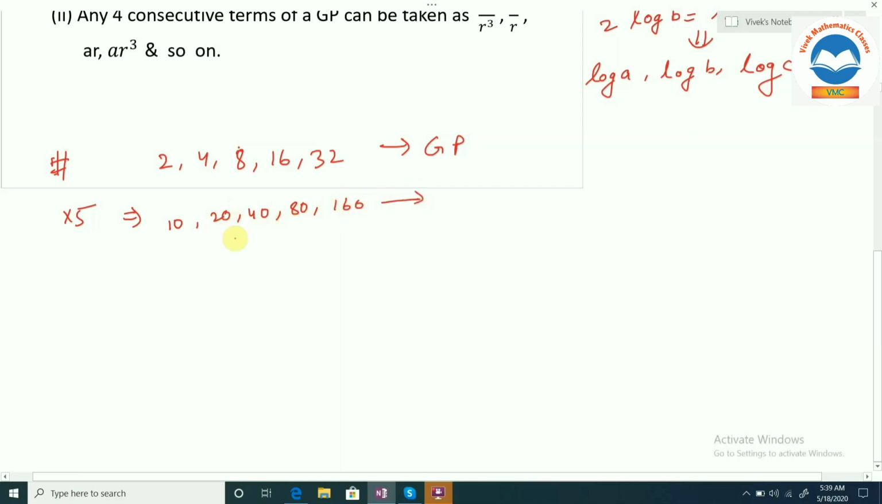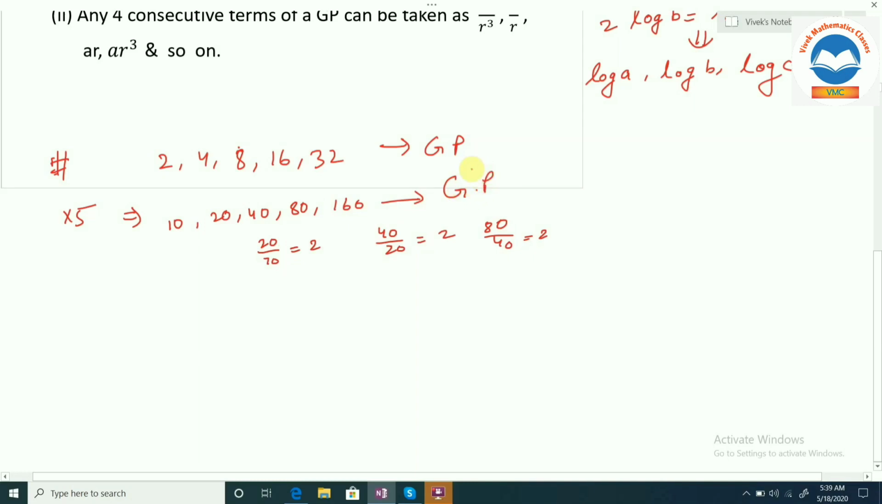So if you check this one, is 20 divided by 10 equal to how much? 2. 40 divided by 20 is how much? 2. 80 divided by 40 is how much? 2. It means this also is a GP.